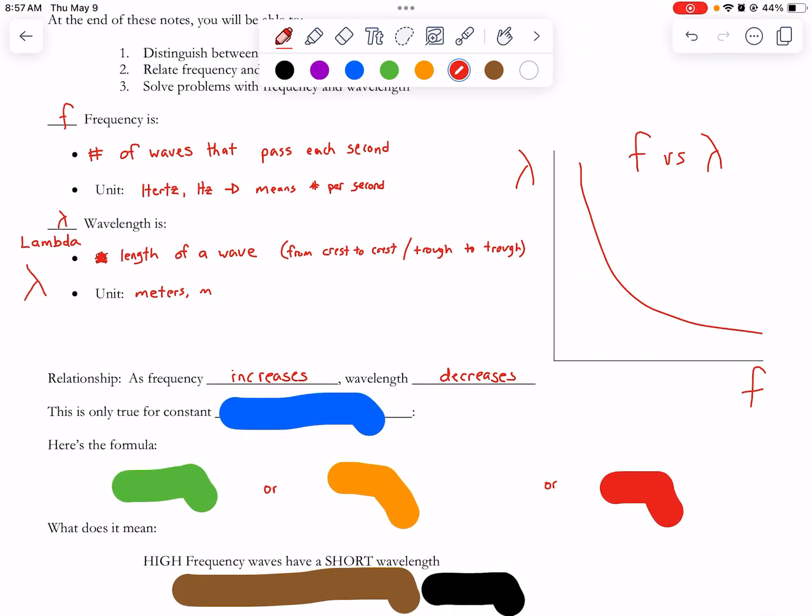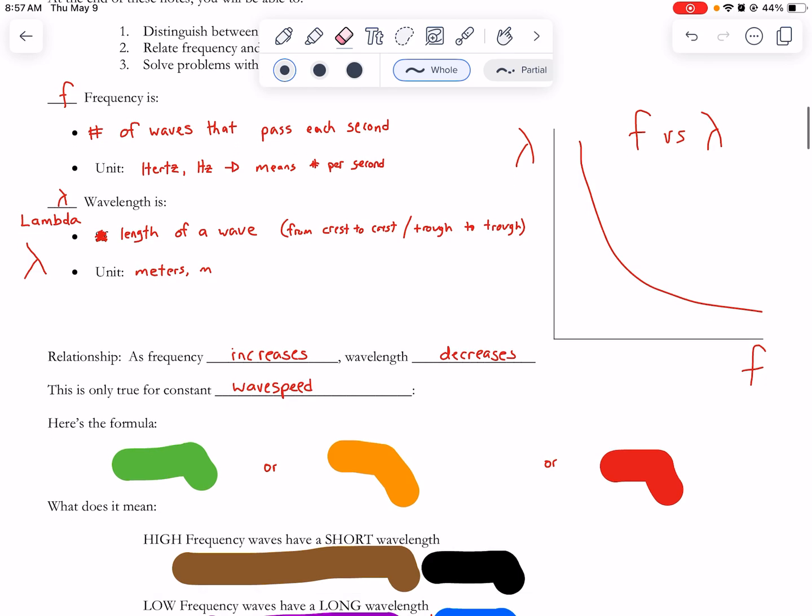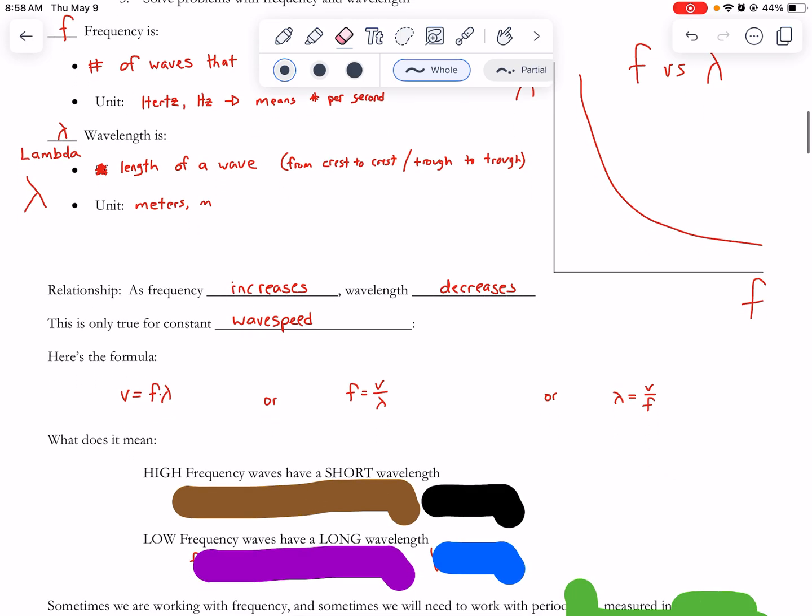As the frequency gets bigger, the wavelength gets smaller, but this is only true if the wave speed stays constant. So what that looks like in formulas that we can use to do some math is this. We have the wave speed, which is just a v, just like any old speed, is f times lambda. Or if we need to find the wave frequency, it's the speed divided by the wavelength. Or if we need to find the wavelength, it's the speed divided by the frequency.